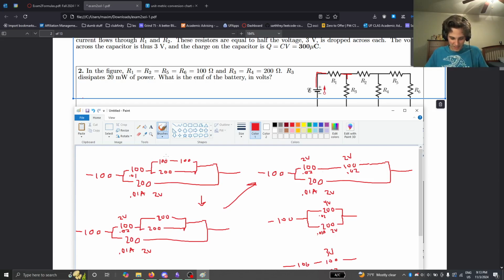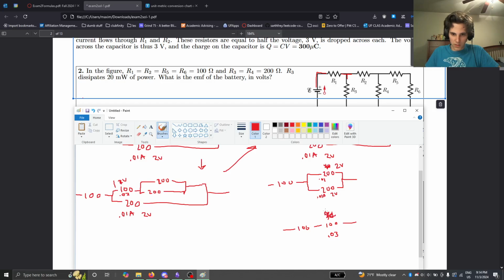Oh my god. 0.01 times 100. It's 1 volt up here. I don't know what I did. This is 1 volt. Oh, goodness. 0.01. 1 volt. 1 volt everywhere. This becomes 2 volts. So yeah. This is 2 volts. Oh, I'm sorry, guys.